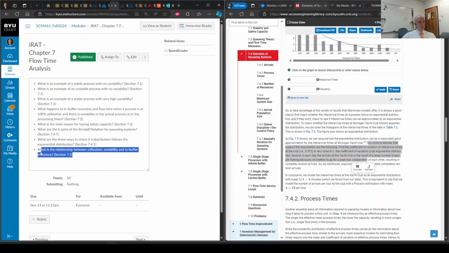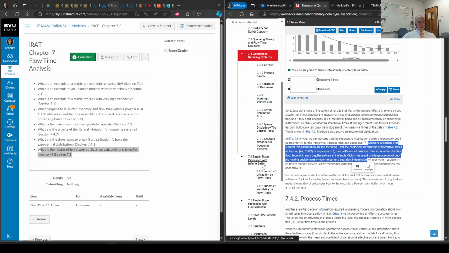Finally, the last bullet, what is the relationship between utilization, variability, and in-buffer inventory? Section 7.5. You want to read both of these sections and get a pretty good understanding of this one. We'll talk about this in our application exercises. There are some basics here if you read 7.5.1 and 7.5.2 to help you out.